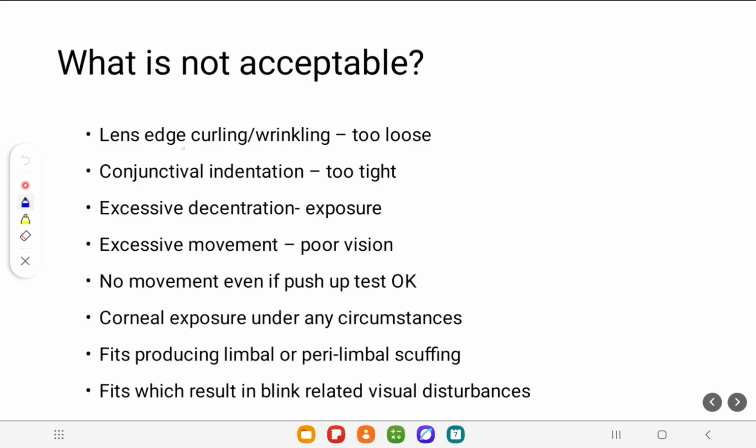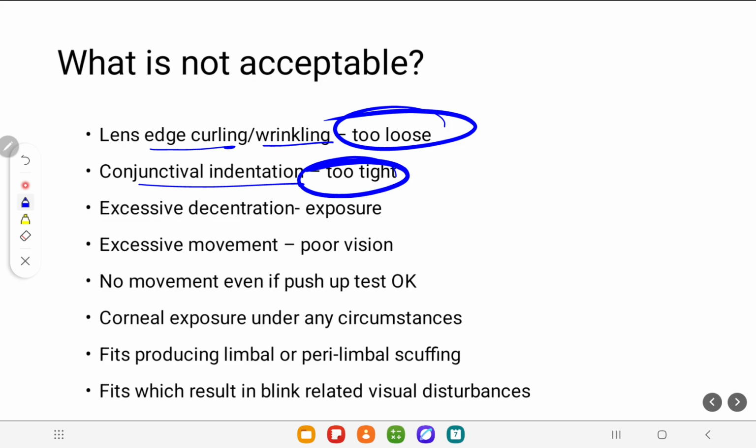If the lens edge is curling or wrinkling, that's a loose contact lens. If there is congenital indentation, too tight; just remember you cannot see indentation in 2 or 3 minutes, it will take time because it's a tight lens feature. Excessive decentration, it's very easy, a flat fitting feature. Excessive movement, very easy, a flat fitting feature. No movement, even when the push-up test is done; if there is no movement, remember it's not good.